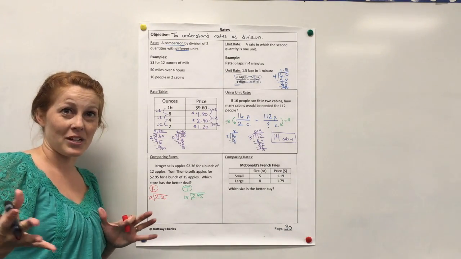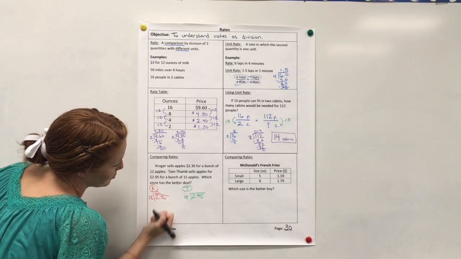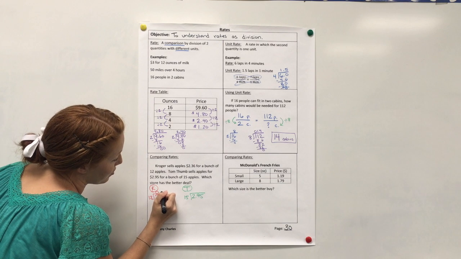Okay, now that you've divided them, let's look. So 12 does not go into 2. I put the decimal straight up. 12 goes into 23 only once.